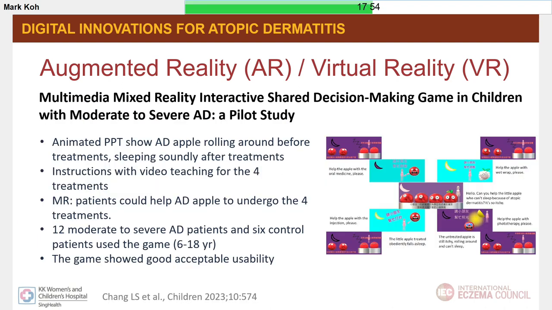This was a paper that came out from Taiwan where it talks about gaming. So the patients are shown videos, and they use an apple for eczema, or AD, and they learn how to treat this apple with the atopic dermatitis. They teach them how to use wet wraps on the apple, how to inject the dupilumab on this apple, and a few other things. And they found that when the patients put on the MR goggles and interacted with the apple, a lot of them learned atopic dermatitis education very well. So it's really something quite exciting in the future.